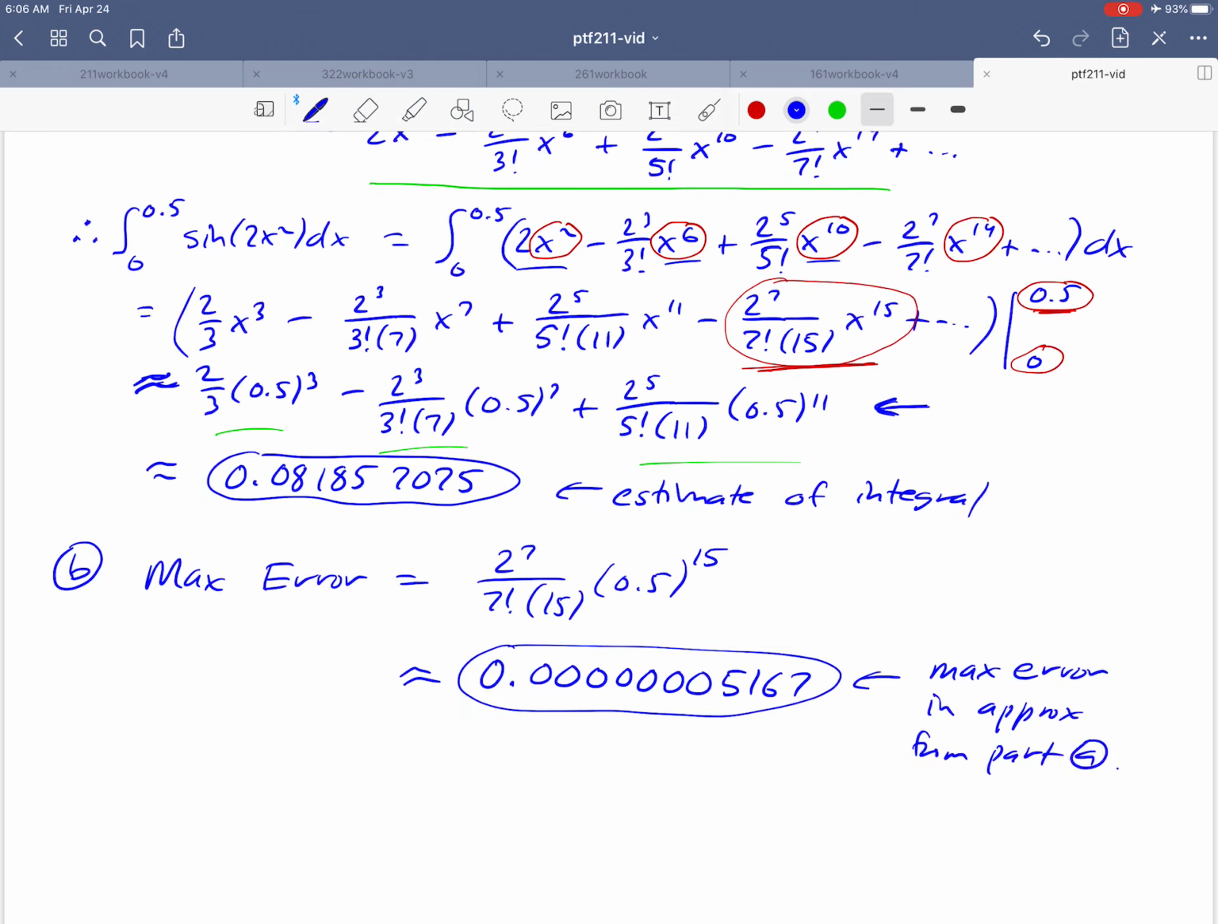If you think about that, that's pretty amazing. In part A, we did an estimation. We only used 3 terms in our series, and those 3 terms were enough to give us this accuracy. That's a really tiny error that we've got. So this can be a very powerful technique for approximating integrals.